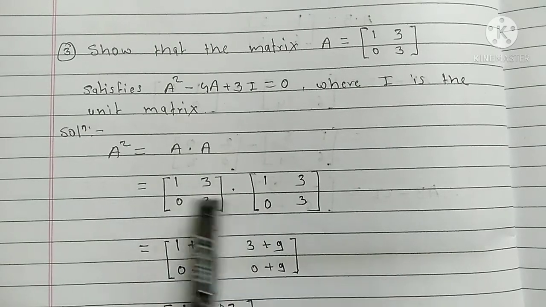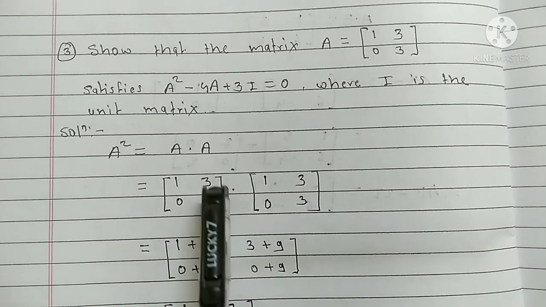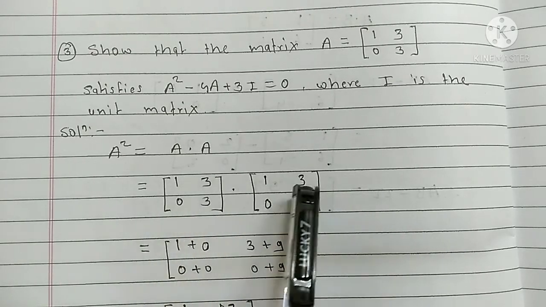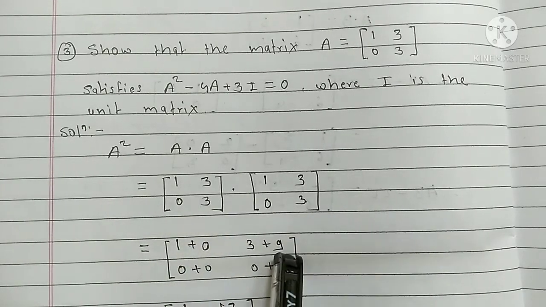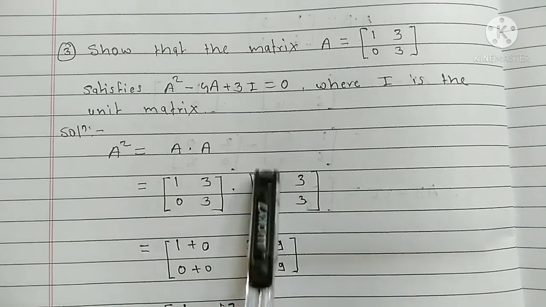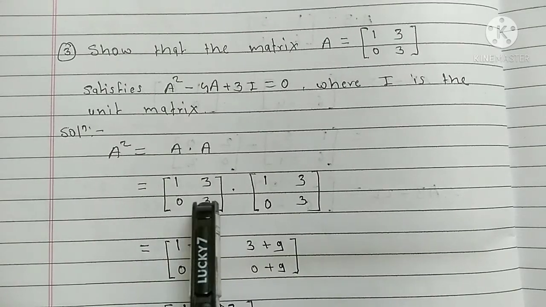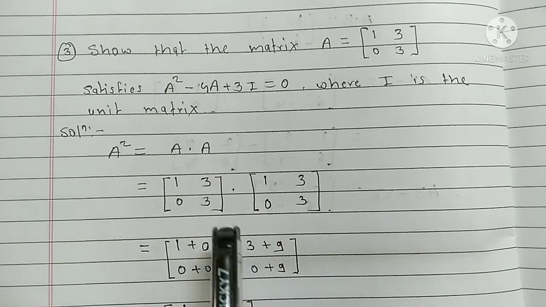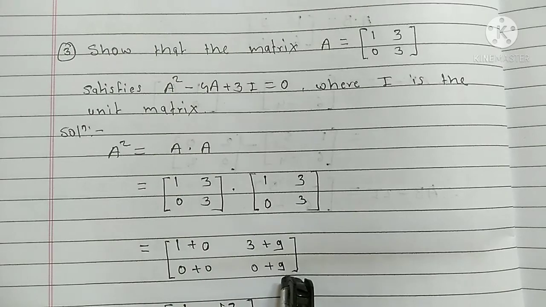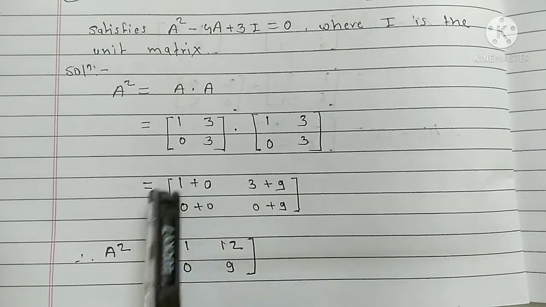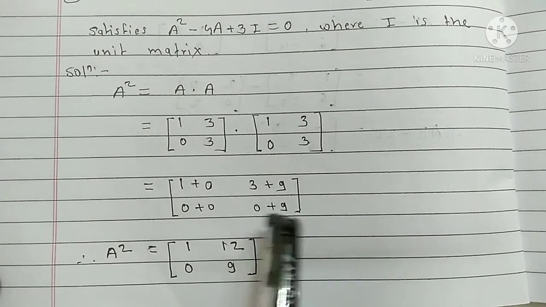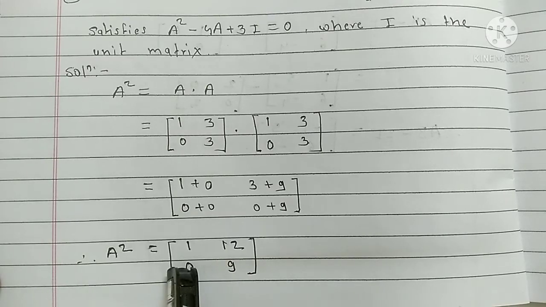So, first row, first column. 1 into 1, 1. 3 into 0, 0. So, 1 plus 0. Then, first row, second column. 1 into 3, 3. 3 into 3, 9. Then, second row, first column. 0 into 1, 0. 3 into 0, 0. So, 0 plus 0. Then, second row, second column. 0 into 3 is 0. Plus 3 into 3, 9. So, 1 plus 0 is 1. 3 plus 9, 12. 0 plus 0 is 0. And 0 plus 9 is 9. So, this is our A square.